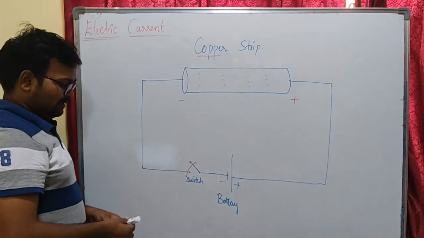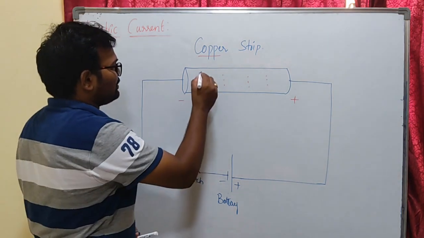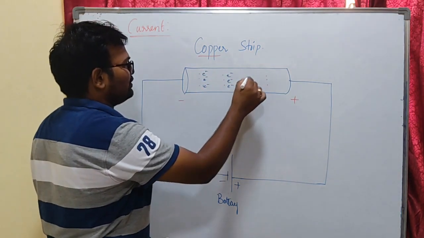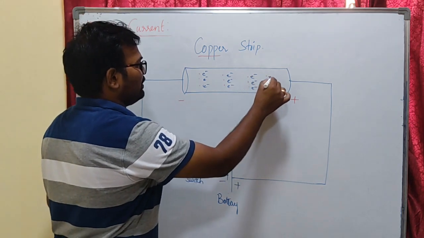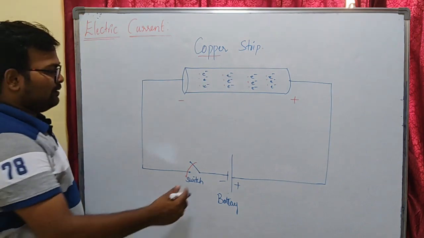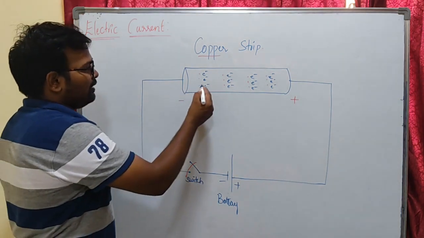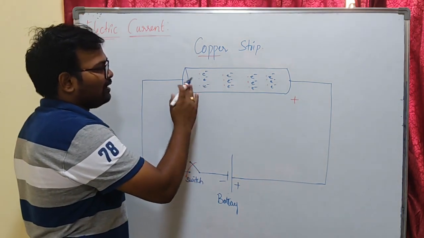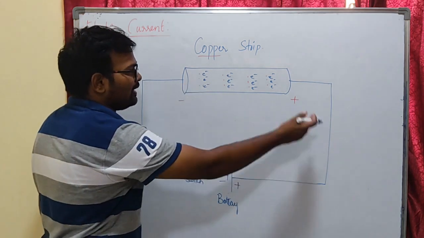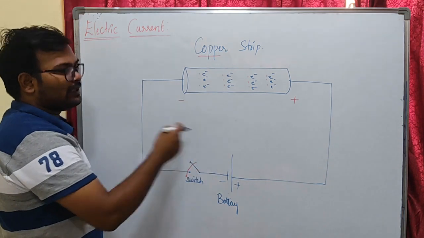Due to this pressure, you know that our free electrons are charged negative. You already know that the charge of an electron is negative. So due to this polarity, the negative terminal will oppose our electrons, and the positive terminal of the battery attracts the electrons, because opposite polarities attract each other.